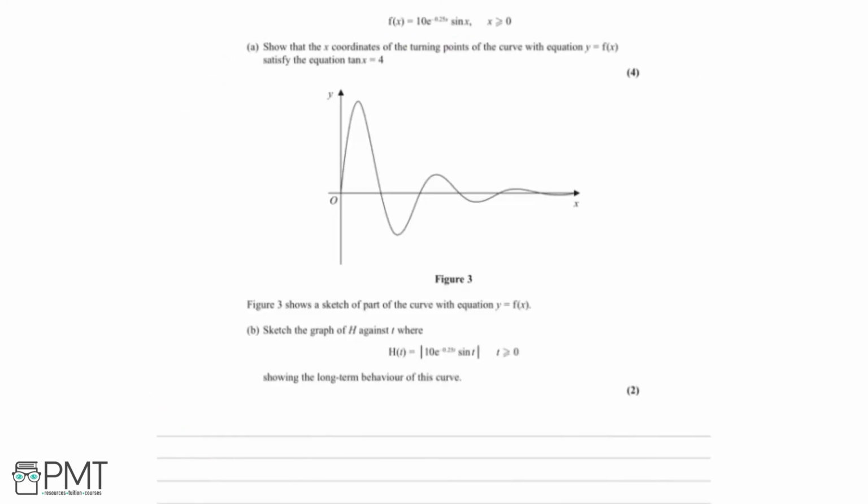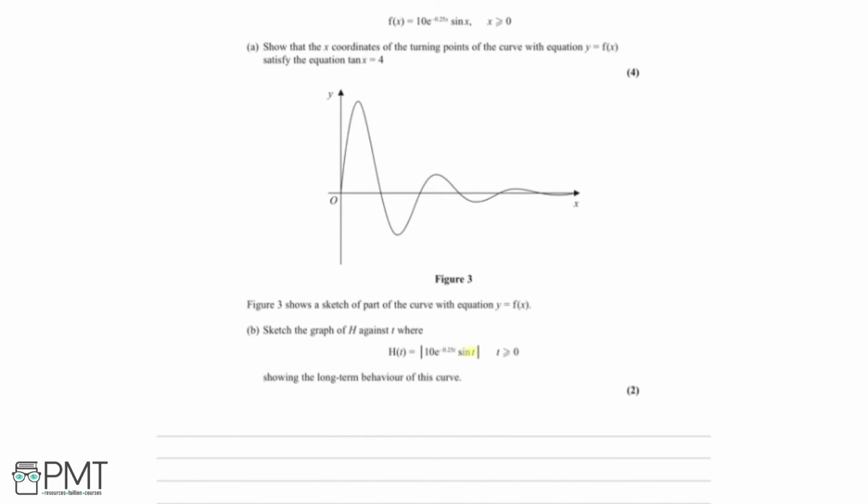So now I'm going to take a look at part B. So part B says we need to sketch the graph of h against t, where h of t equals the modulus of t multiplied by e to the power of minus 0.25t multiplied by sine t. And we need to show the long-term behaviour of this curve. And this is for 2 marks.